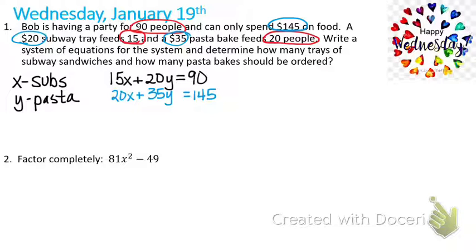So first of all, what do we want to eliminate? Do we want to eliminate x or y? That's our first decision. So let's take a vote. Who wants to get rid of x? Who wants to get rid of y? All right, so I saw some hands for y.